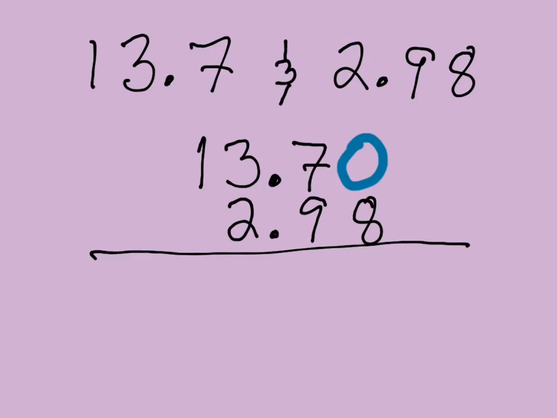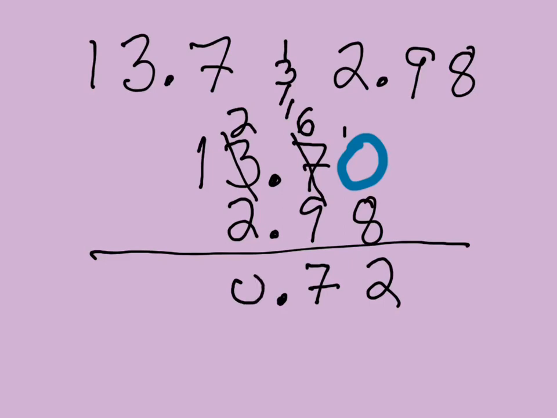0 take away 8. We can't do that, so we need to borrow. So this becomes a 6 and this becomes 10. So 10 take away 8 is 2. Well, 6 take away 9, we can't do that, so we have to borrow. That becomes a 2 and that becomes a 16. 16 take away 9 is 7. And we have our decimal point. And now we have 2 take away 2, which is 0. And then 1 take away nothing, which is 1. So the answer is 10.72 is the difference between 13.7 and 2.98.